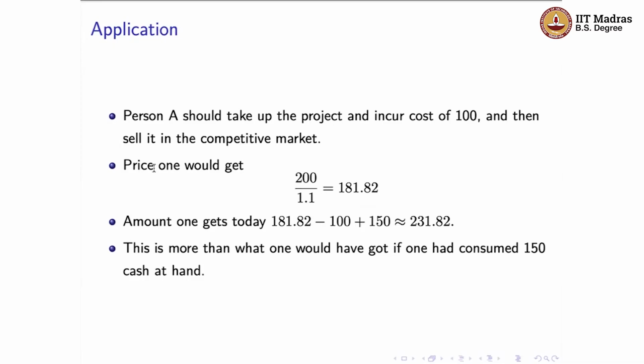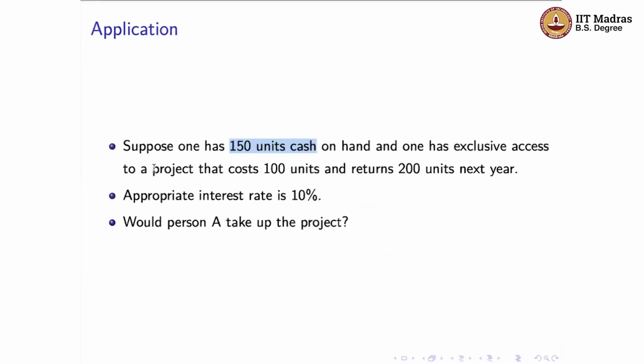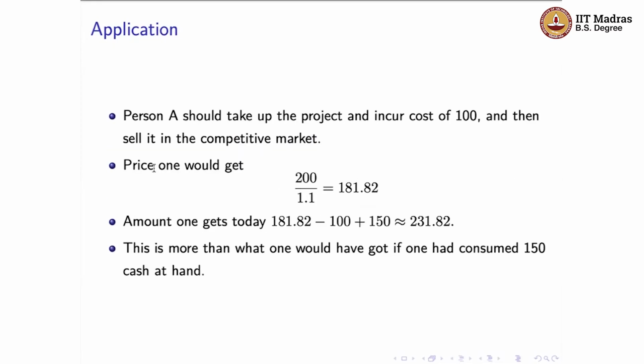Why does this person need to be the one to incur the cost of 100? Remember, this person is the one who had exclusive access. So the person has already incurred the cost and is now planning to sell it. So what would be the price this person gets? Well, you are selling in the market the rights to having 200 next period.